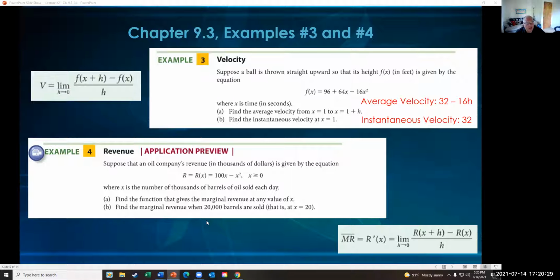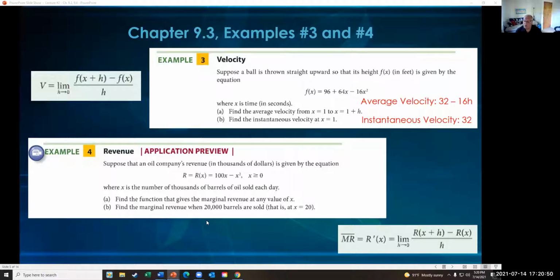Suppose that an oil company's revenue in thousands of dollars is given by the equation, and we have an equation there, where x is the number of thousands of barrels of oil sold each day. Find the function that gives the marginal revenue of any value for x. Find the marginal revenue when 20,000 barrels were sold, in other words, when x equals 20.